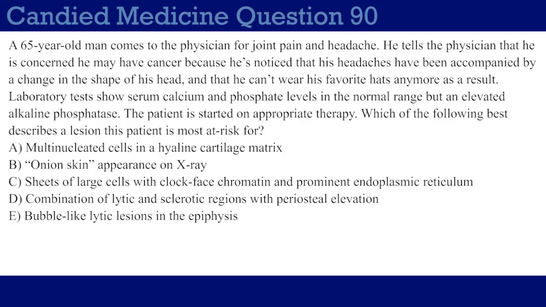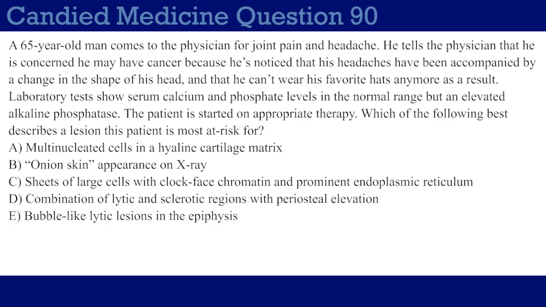This should be a very easy diagnosis of Paget disease of bone. This whole thing where he can't wear his hats like he used to is very buzzy for what happens when there is constant bone remodeling. And you add on top of that, there is a normal calcium and phosphate level with an elevated alkaline phosphatase, which represents the fact that there is a lot of bone remodeling going on.